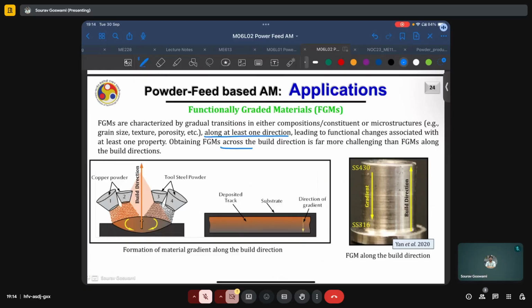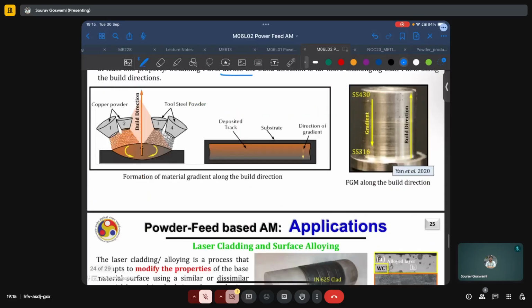And again, we have examples of gradient in composition both along the build direction where we are changing the material from SS430 to SS316 and along the build direction where we have multiple powder feeding nozzles. Two of the nozzles on one side feed copper and the other two feed tool steel.